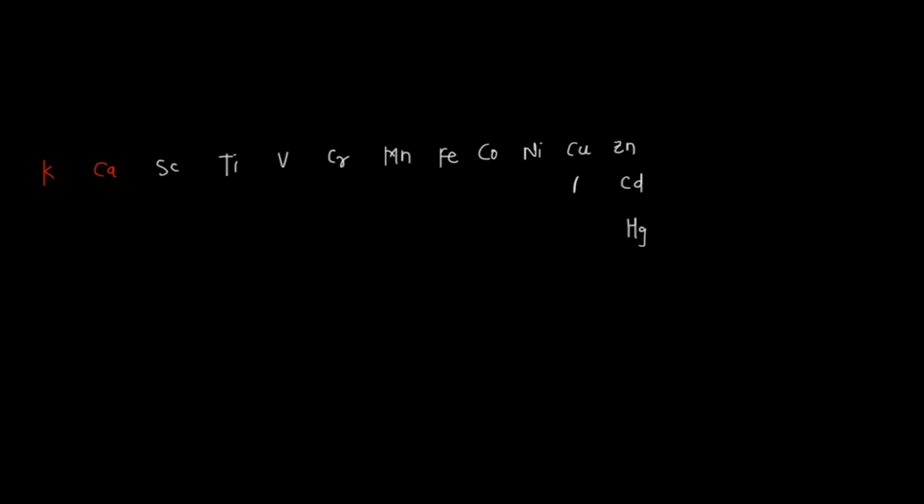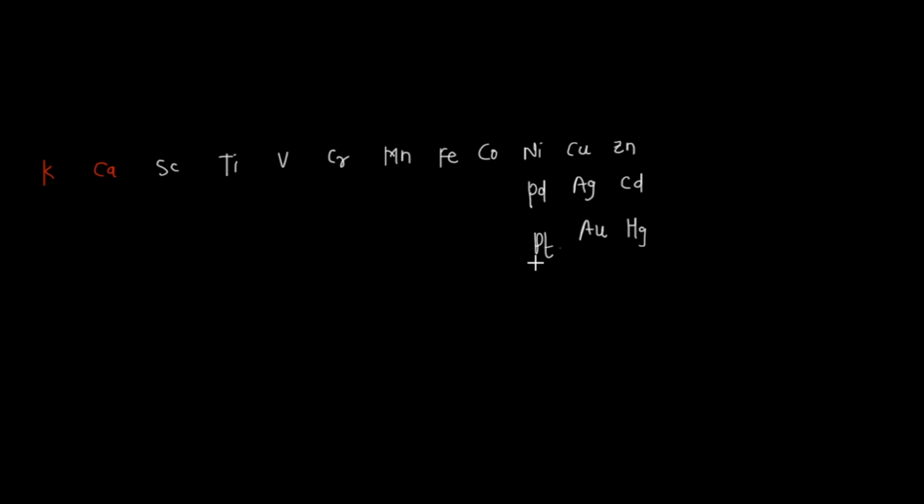Below copper we have silver and gold. Below nickel we have palladium and platinum. These elements you have to remember. These are the transition metals. Now these transition metals have variable oxidation state.